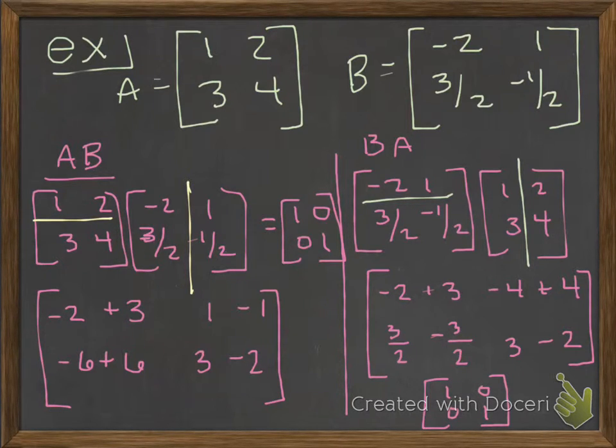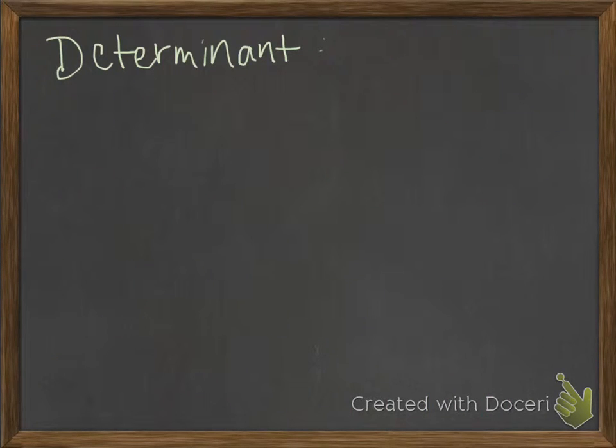So since I got the identity matrix both times, that's enough to determine that A and B are the inverse of one another. So we're going to skip the next example, the 3 by 3. We're not going to do 3 by 3, so we're going to stick with 2 by 2s. So go ahead and flip the page. The next thing we're going to talk about is how to find determinants.